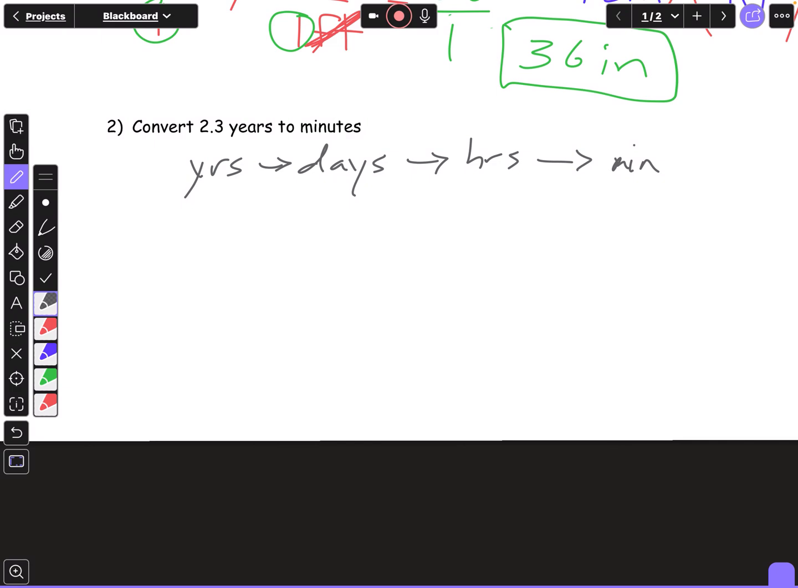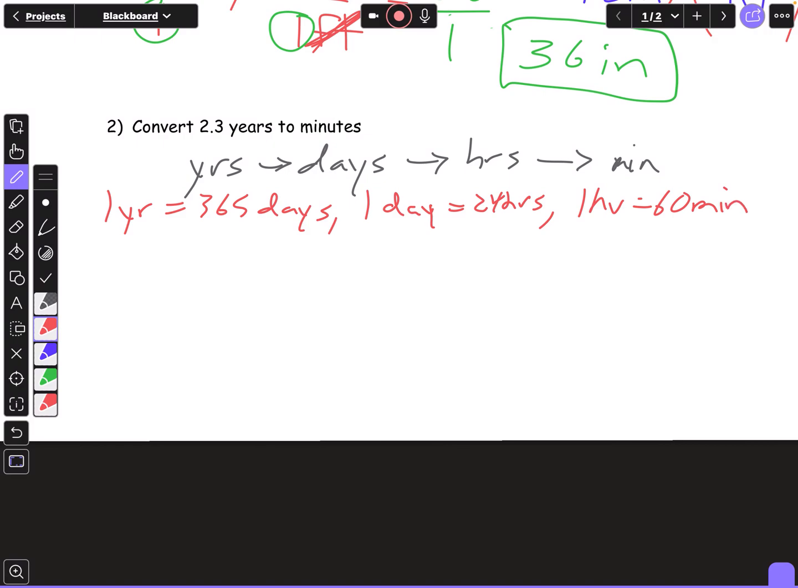Now, when I work this, I'm going to need to know several conversions. I'm going to need to know that 1 year is equal to 365 days. I'm going to need to know that 1 day is equal to 24 hours. And that 1 hour is equal to 60 minutes. So this is going to be like a 3-step problem, but I'm going to work it all out in 1 step.